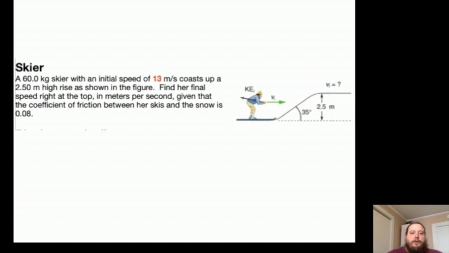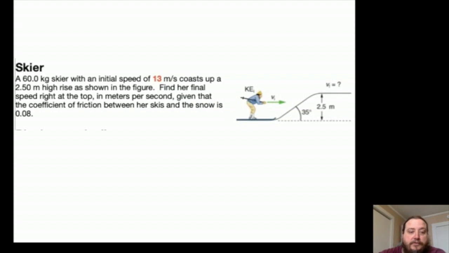All right, let's do one more example here. This one says a 60 kilogram skier with an initial speed of 13 meters per second coasts up a 2.5 meter high rise as shown in the figure. Find her final speed at the top in meters per second, given that the coefficient of friction between her skis and the snow is 0.8.